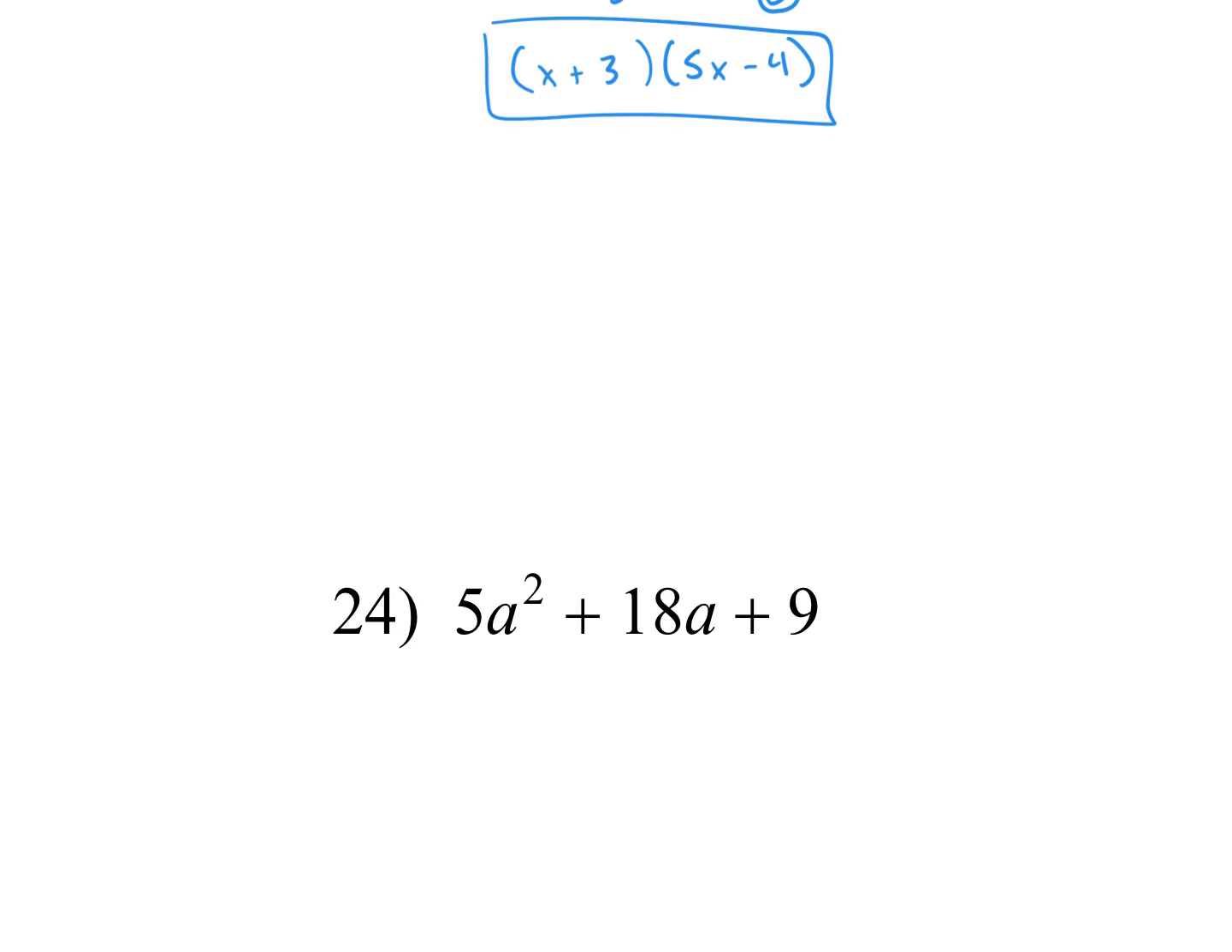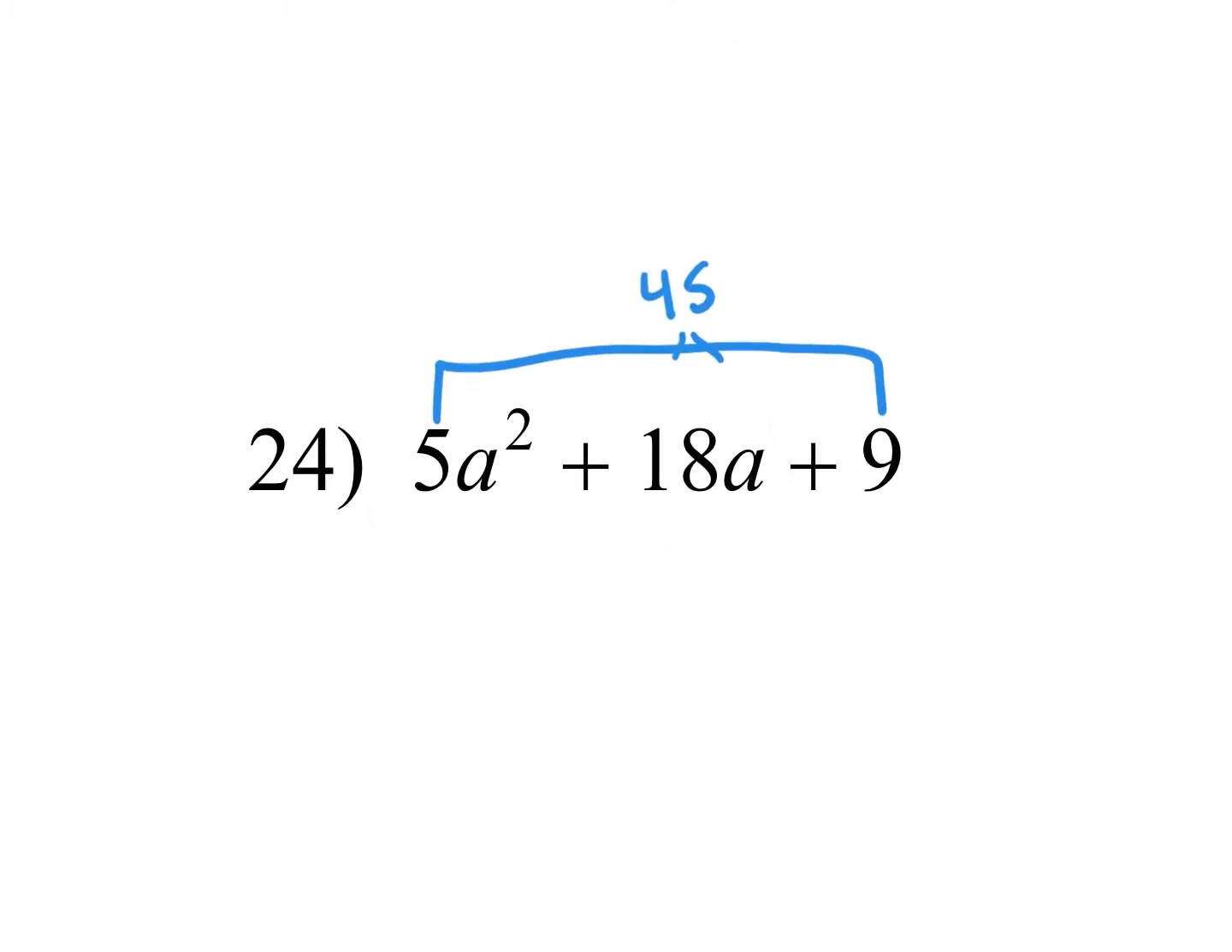All right, 24. Do I have a greatest common factor that I could take out? Nope. So what do I do? Multiply the first and the last. So it's 5 times 9. 45. What are two factors of 45 that add to 18? 15 and 3. So I have x plus 15, x plus 3.